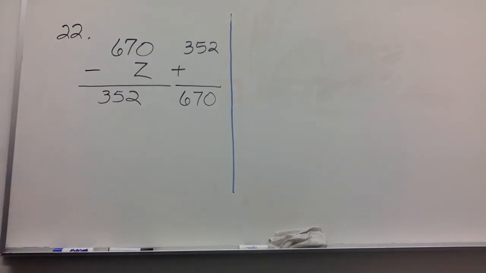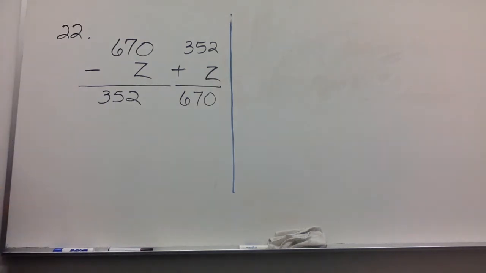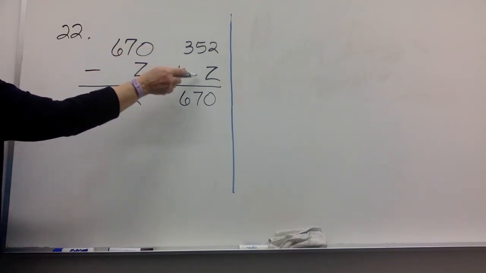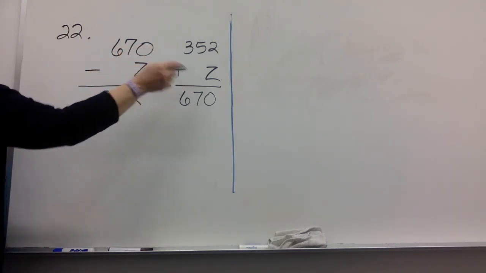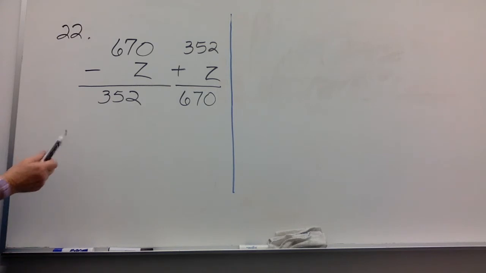Okay, that should look familiar to you because we've just solved a couple problems that have looked like that. So let's go ahead and put the Z in that one as well. So all we've done, guys, is we've taken the total 352, we've added Z, and we've got a total of 670. So we've just rewritten the problem to think about it a little easier. We just solved one like this. We're going to use subtraction now to solve this.